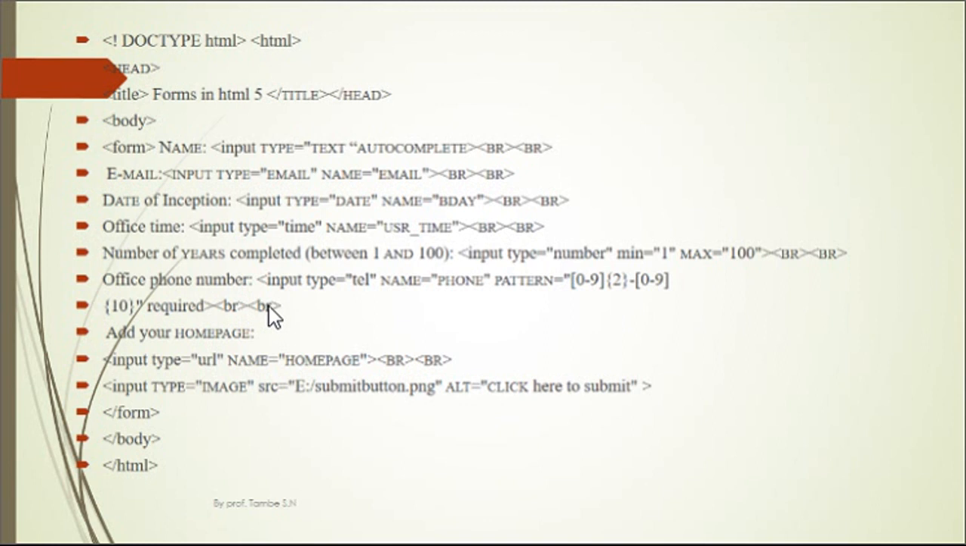Office phone number, input type is equal to tel, this is again a new type of input. Then the name is telephone number, we can assign the pattern over here. Okay, next one, this field is required, so for that purpose we write here required. Then break the line, and next one is add your home page. So our home page basically consists of input type is equal to URL. So in that home page we can insert the URL, then break the line.